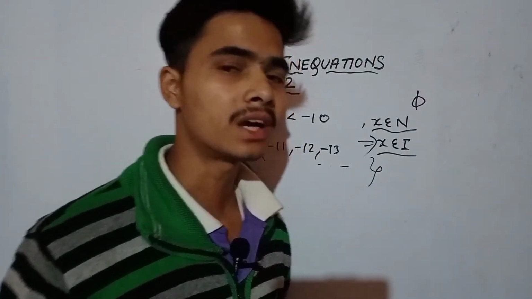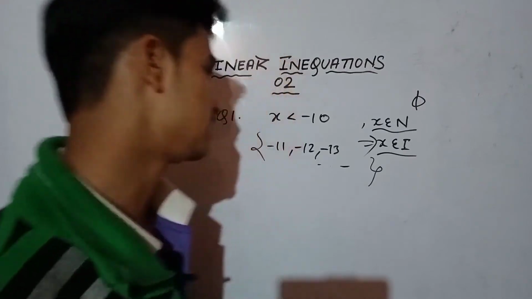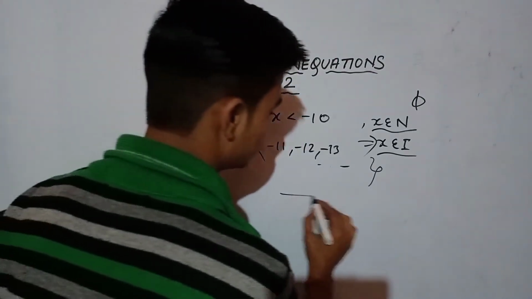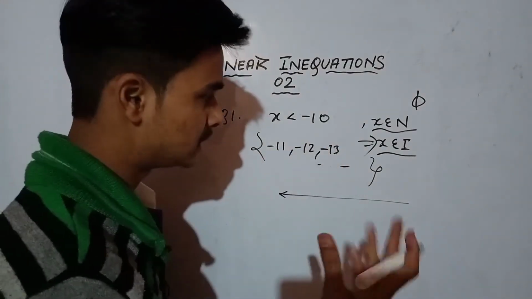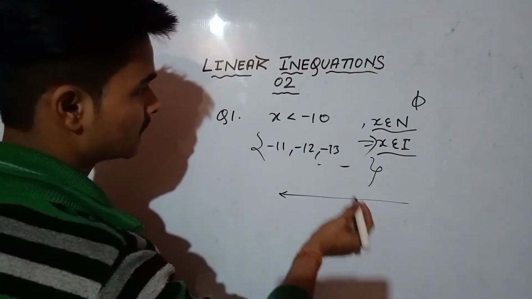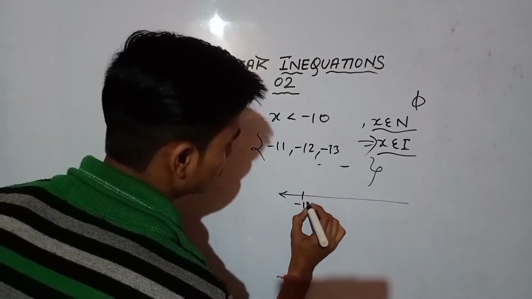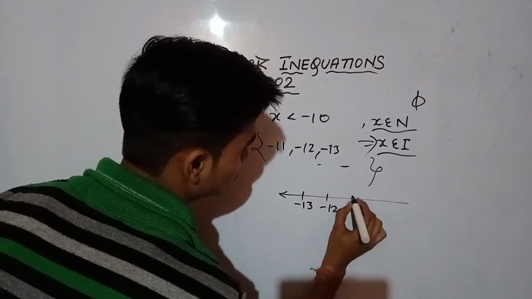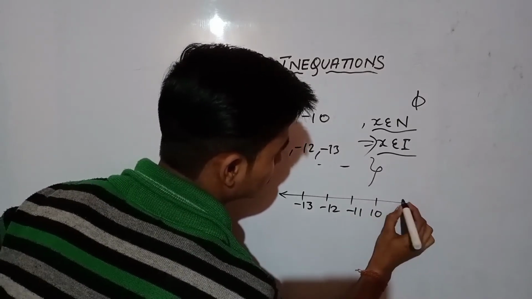And now what if I want to draw it on a number line? We need to do nothing but simply look here. We already know that we are going to have negative numbers only. So let me take all these values: minus 13, minus 12, minus 11, minus 10.